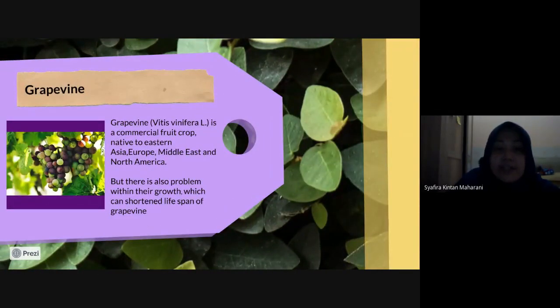Grapevine is a commercial fruit crop native to Eastern Asia, Europe, the Middle East, and North America. The grape can be consumed as a fresh and dried fruit or used for making drugs, jam, and wine. But there's also a problem within their growth. Many serious diseases, including fungal, viral, and bacterial diseases, are accountable for the low yield and shortened lifespan of grapevine. So, what is the solution?